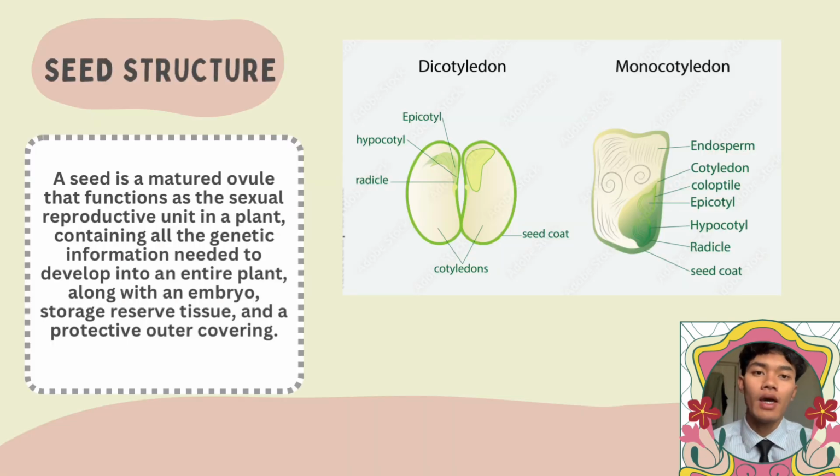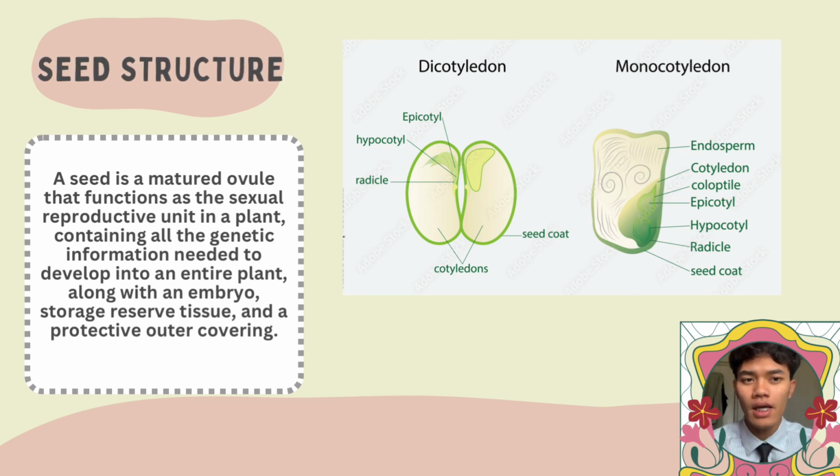Okay, for the next we have seed structure. A seed is a mature ovule that functions as the sexual reproductive unit in a plant, containing all the genetic information needed to develop into an entire plant, along with an embryo, storage reserve tissue, and a protective outer covering. And we can see the picture in this slide, the picture of the dicotyledon, monocotyledon, and the components in this seed structure.